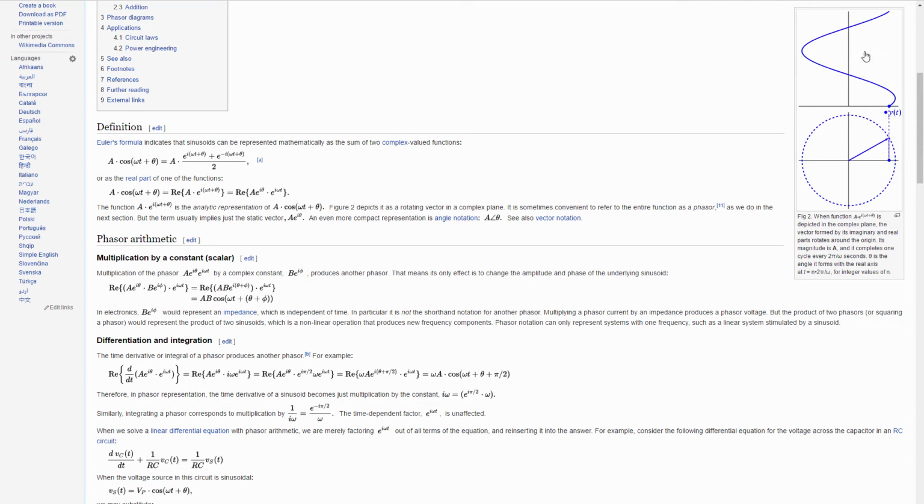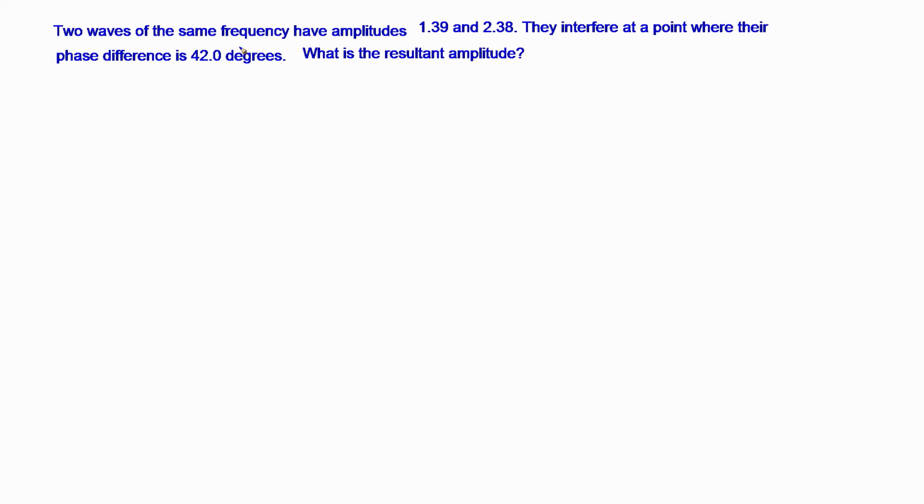And so what's nice about this graphic is that it actually shows you how that corresponds to the amplitude of the sinusoidal function as a function of y and t. The reason this comes up for this particular problem, remember, is that the problem says that we have two waves of the same frequency with different amplitudes, and they interfere at a point where the phase difference is 42 degrees. To find the resultant amplitude in the general case, we need to add their phasors.